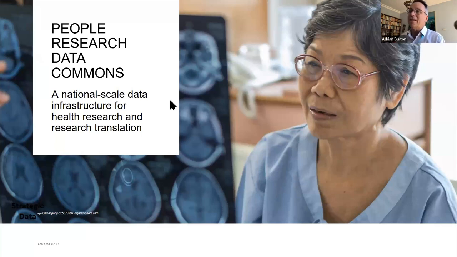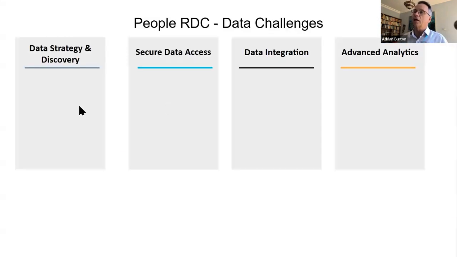People Research Data Commons is a national scale infrastructure for health and research translation. We have four different challenge areas: data strategy, data discovery, secure data access, data integration, which is about bringing together data from disparate sources, and advanced analytics. And the work you're about to hear about today comes from that fourth stream around advanced analytics for healthcare. The work that we're talking about today was a national consensus building and direction setting work around a framework to support AI infrastructure for healthcare research.